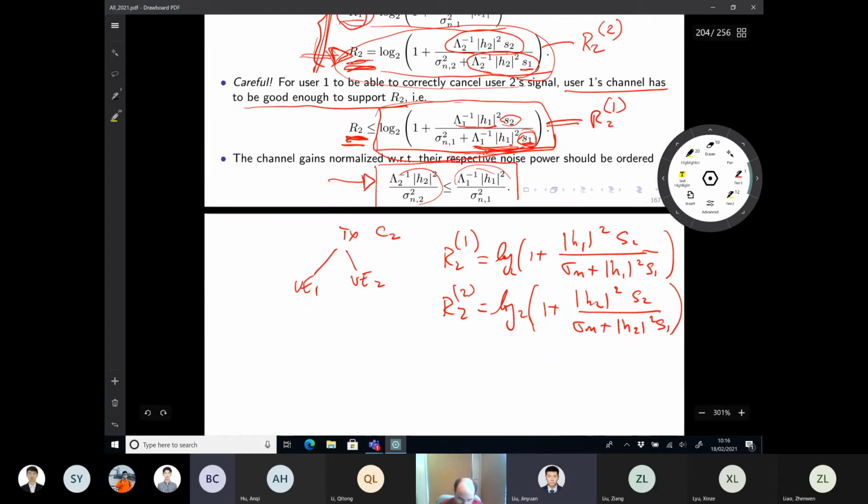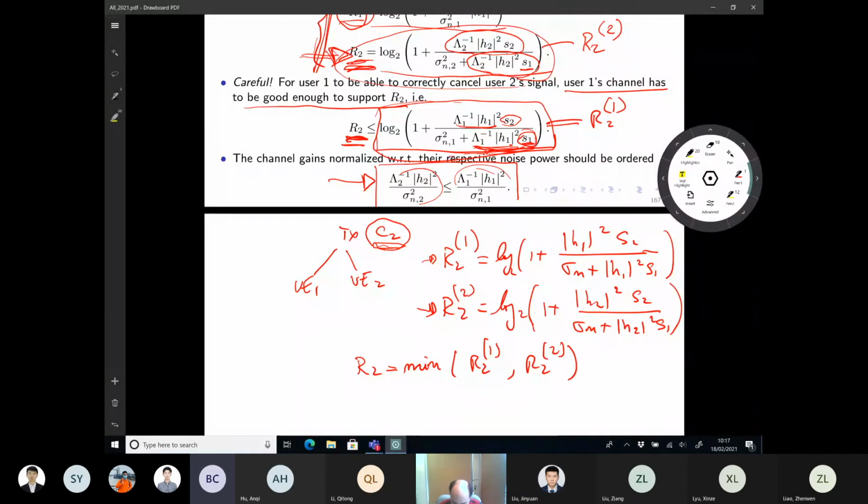What I'm saying here is that you can view C2 as a form of multicast message. It's a message that actually has to be decoded by both users. If it's decoded by user 1, the maximum rate at which you can transmit C2 to be decoded correctly at user 1 would be this. The maximum rate at which you can transmit C2 to be decoded by user 2 would be equal to this. Because it has to be decoded by both, the rate of user 2 should be equal to the minimum between R21 and R22. Now, what is the minimum between those two will depend on those channel gains.